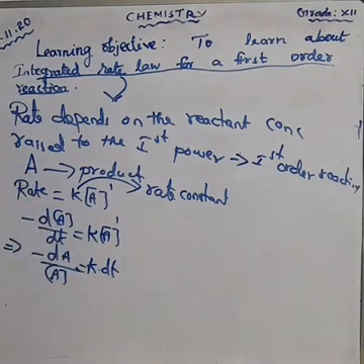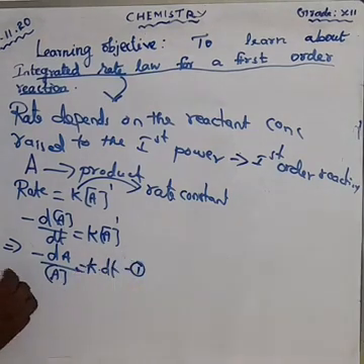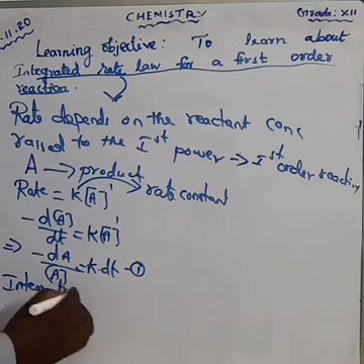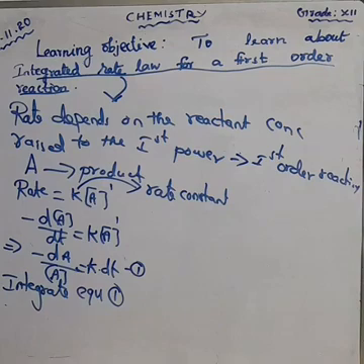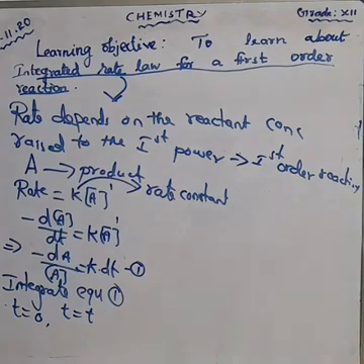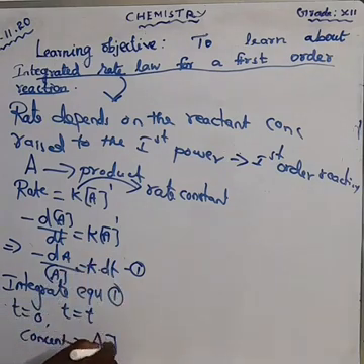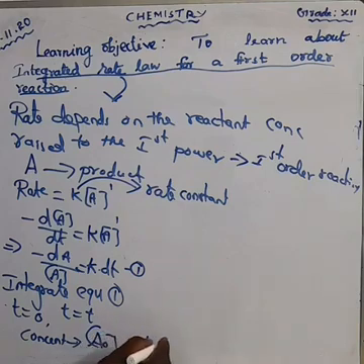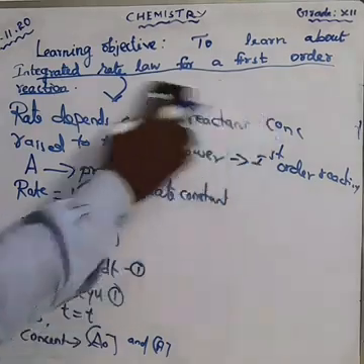Here we are integrating this equation, equation number 1. We are taking two limits, upper limits and lower limits. We are taking time t equal to 0 and time equal to t. And concentration varies from the initial concentration A naught to A at the later time. These are the two limits we are taking, and we integrate equation number 1.